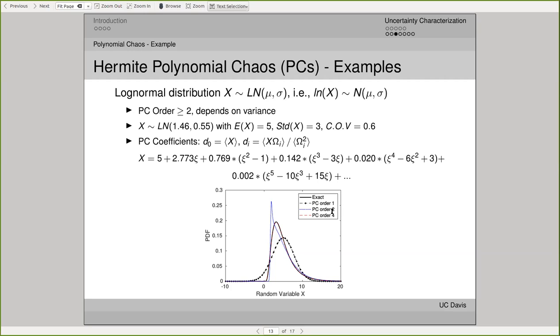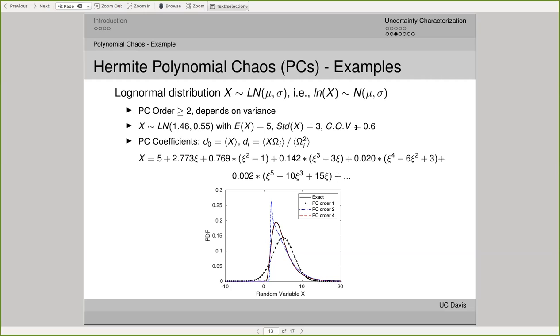Once we increase the order of the polynomial chaos from order 1 to order 2, you can see it becomes better. At least now it captures the property of being positive definite, but there is still a quite significant difference. It turns out that in this case, we need to use polynomial chaos up to order 4 to accurately capture the distribution of such a log normal distribution.